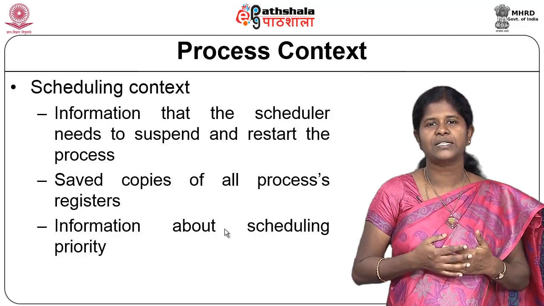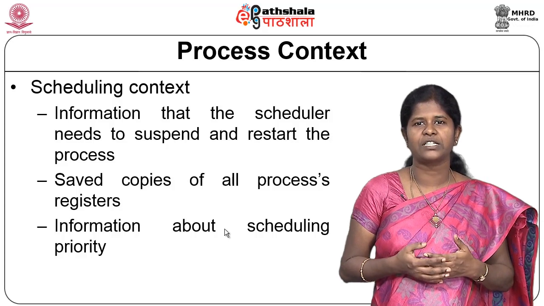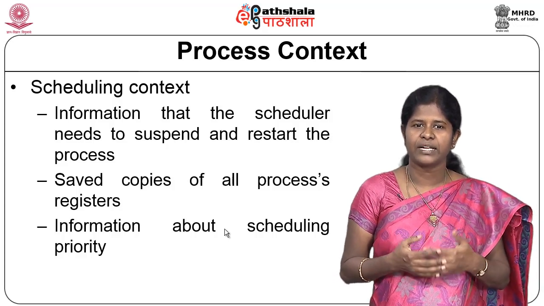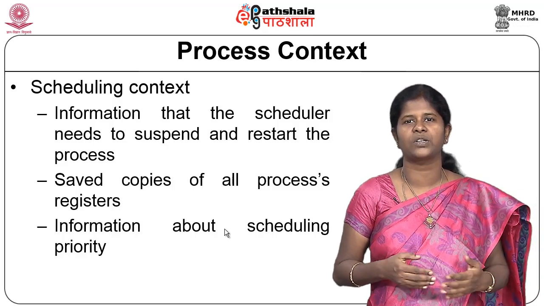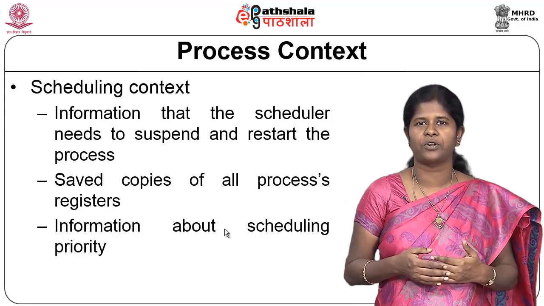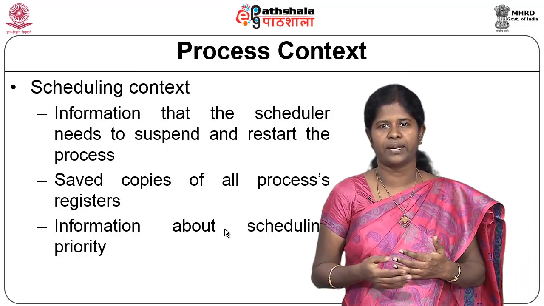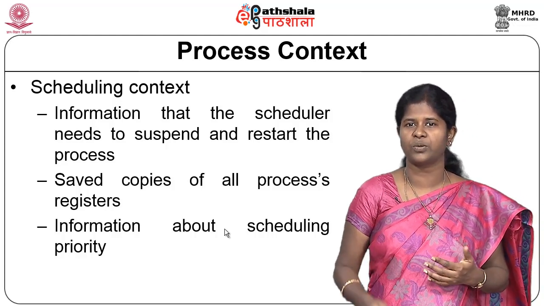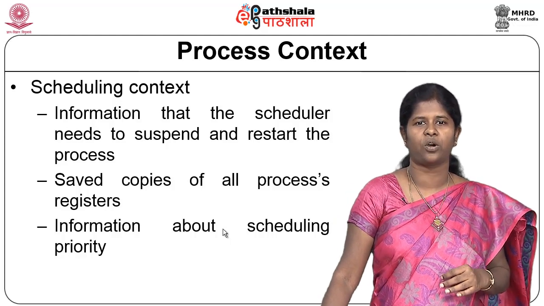This is called the scheduling context, and it contains the saved copies of all the process registers, and it will have information about the scheduling priority. Each process has a priority associated with it. If it is a high priority process, it has a high scheduling priority and will be chosen for scheduling very quickly. If it has a low priority, then it may not get the CPU or may not be chosen for scheduling very quickly. So, each process is associated with a scheduling priority.